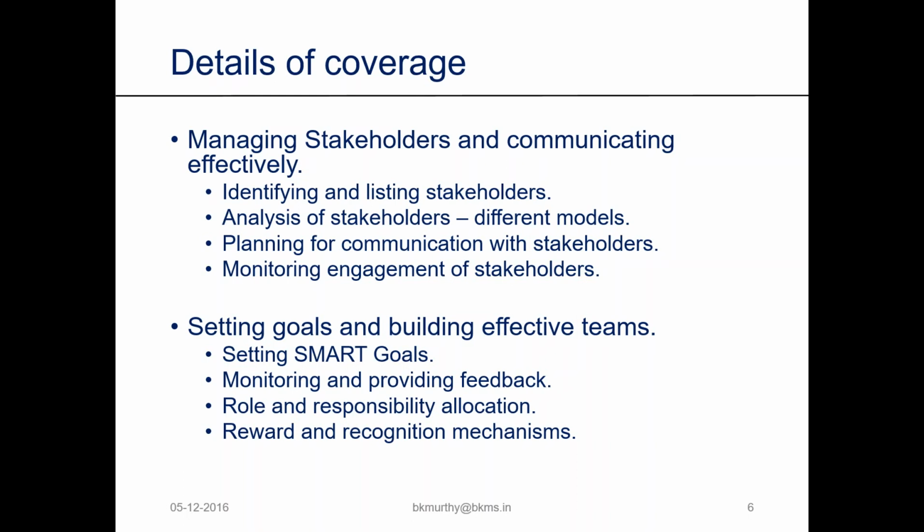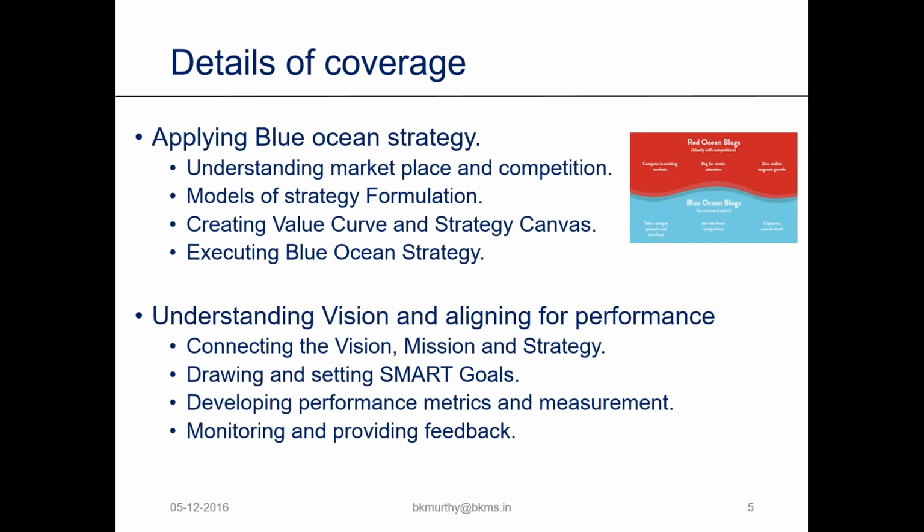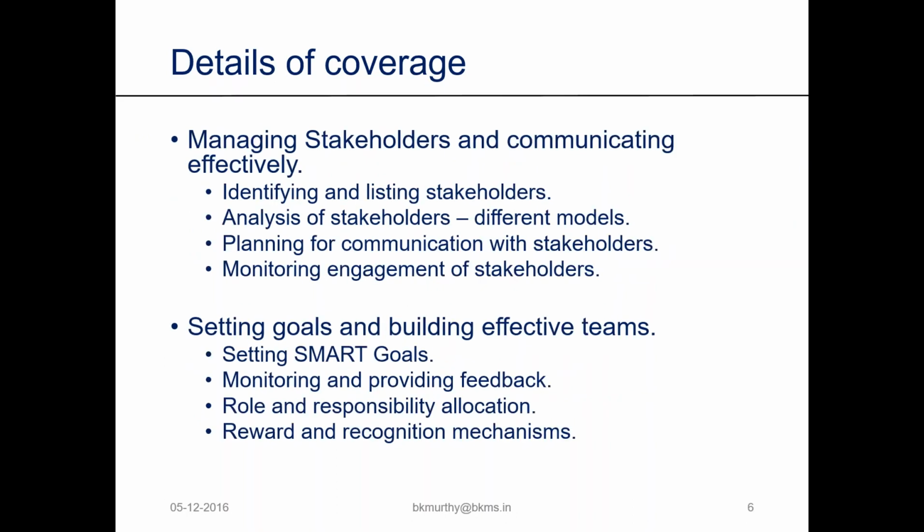Getting on to the next part is again setting the goals and building effective teams. The difference between the previous topic, where we talked about understanding the vision and aligning the performance, is that this is at an organizational level, and when you come here, it is very specific to the teams. Here it is more of splitting the broad goals into individuals and then assigning them the roles and responsibilities and making sure that their performance metrics are defined and they are given enough feedback for performance, and then as a part of that they are also given recognition or otherwise inputs for them to improve. So this is very specifically aimed at managing the team and getting them to perform at their optimum level.